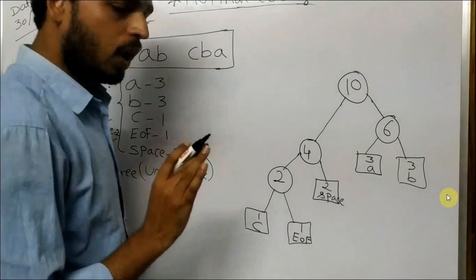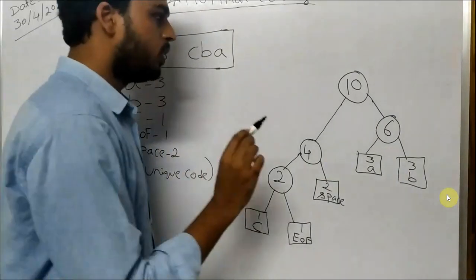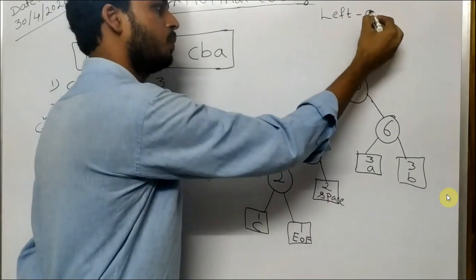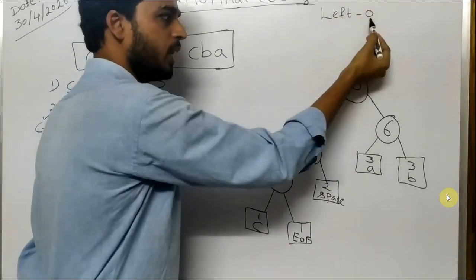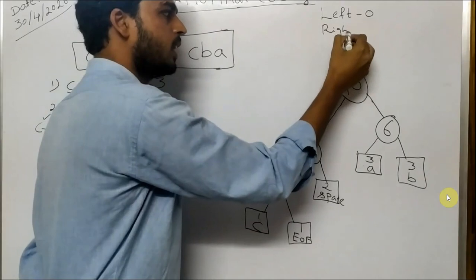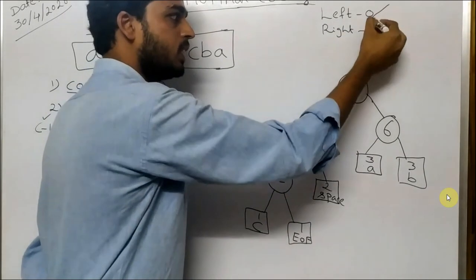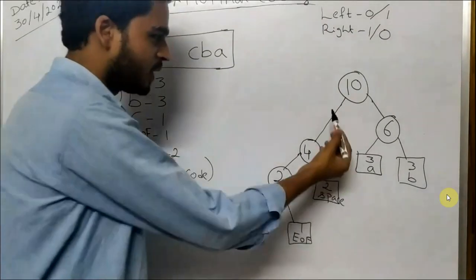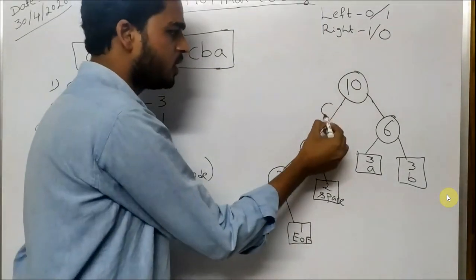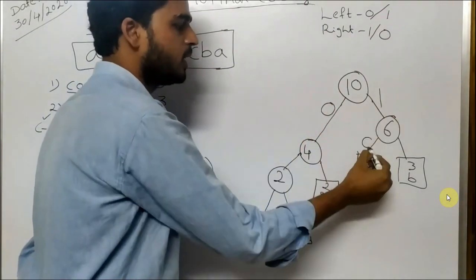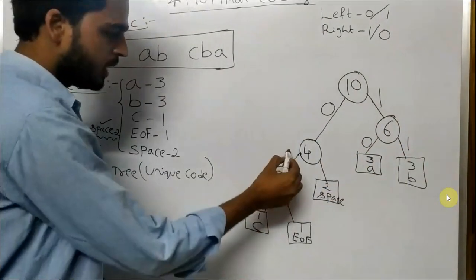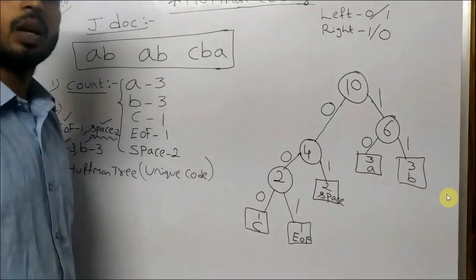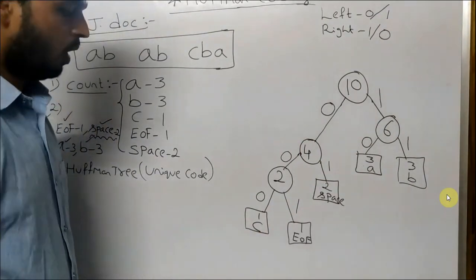Okay. Now, if you want to generate a key code, what you need to do is either take the left side edge as 0, in which case you have to take the right side edge as 1. If you take the left side edge as 1, you have to make the right side edge 0. Okay. Suppose I am taking the left side edge as 0, then its right side edge is 1.